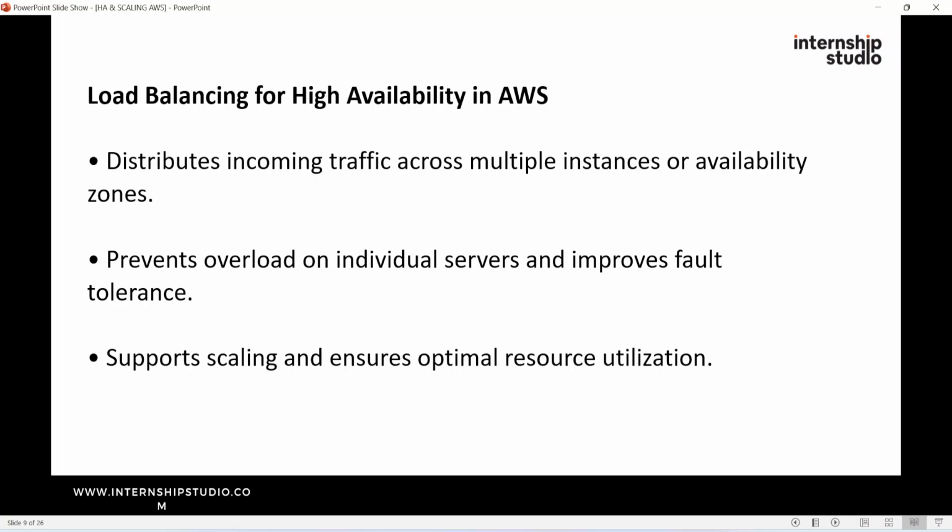Also, AWS load balancing seamlessly integrates with auto scaling groups in AWS, enabling automatic adjustments to handle varying workloads. As demand increases or decreases, the auto scaling groups interact with the load balancer to dynamically add or remove instances, ensuring optimal resource utilization. It's cost effective as well, as we saw earlier. It follows a pay as you go pricing model, allowing you to pay only for the resources you consume. This cost effective approach combined with the ability to scale resources based on demand makes AWS load balancing an economical choice for businesses of all sizes.